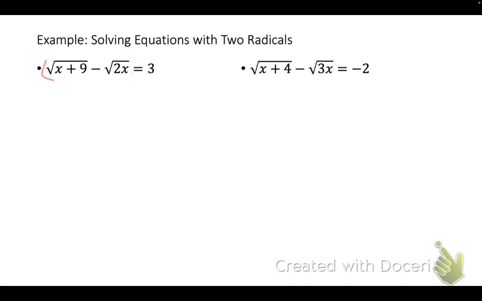Okay, so we need to move one of them. It does not matter which one you move. I'm going to move x squared minus 2. Why am I going to move this one? Anybody know? It's negative. So I would not subtract it. I would add it to the other side. So I'm going to have the square root of x plus 9.